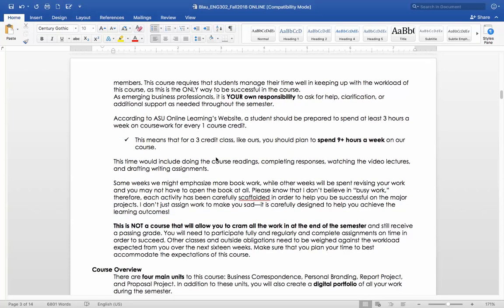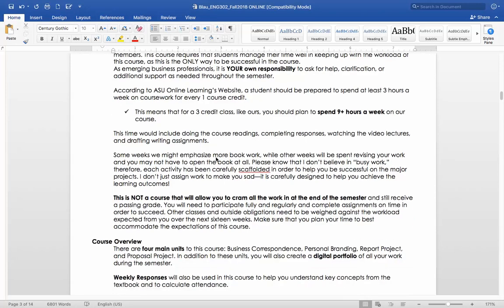Something I do want to point out is that you should plan to expect 9 hours a week or more on this course. Sometimes students are surprised to find out how much work they need to do for this course, but it is required by the department that you spend at least this amount of time. So things like doing the readings, watching videos, completing responses, and doing your writing assignments contribute to that 9 hours. Some weeks we use the book a little bit more, some weeks we will spend more time revising.